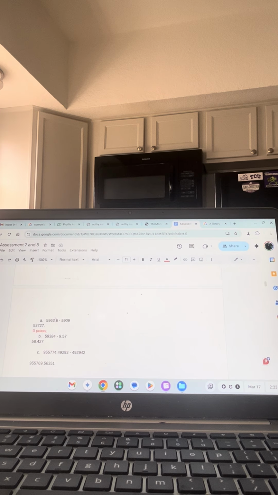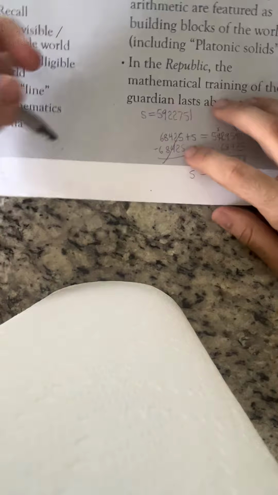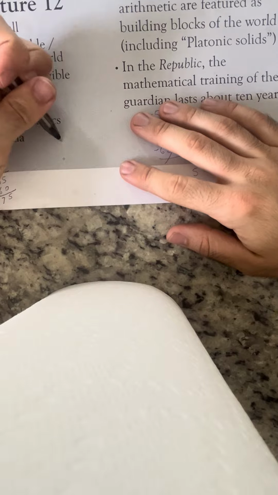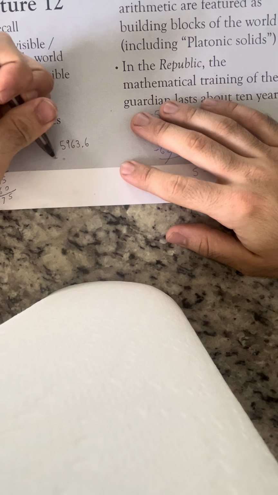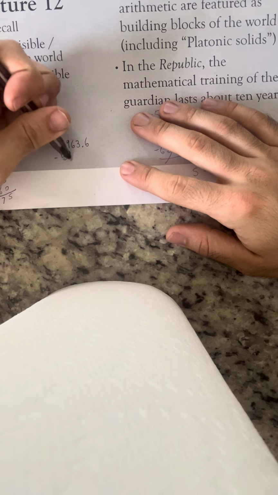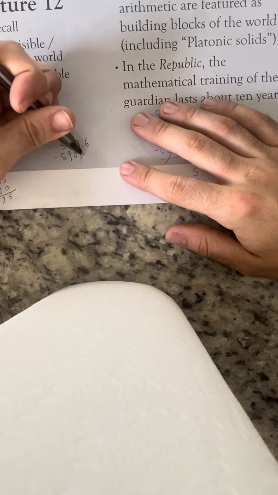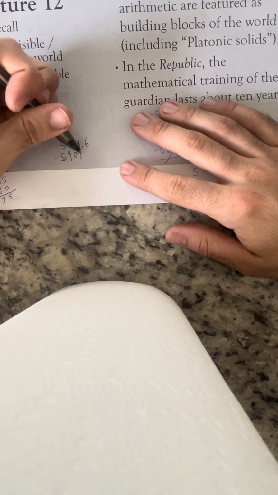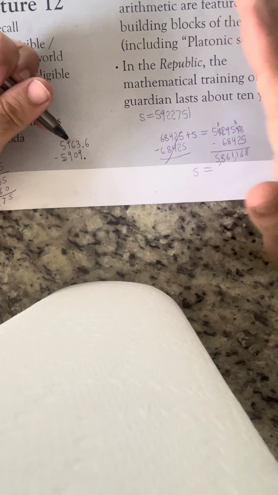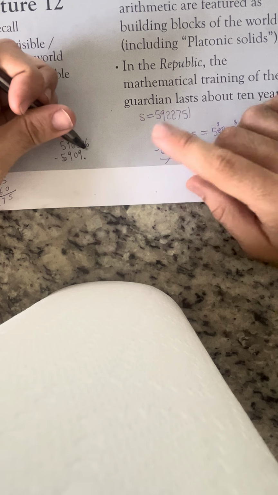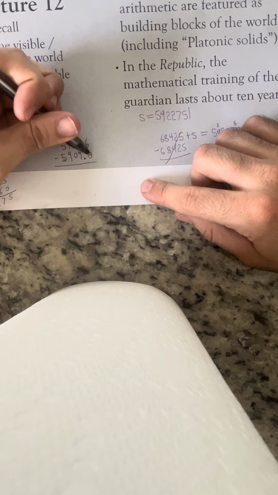Let's explain how to do that. So here's the problem. 5963.6 minus 5909. 5909 is the same thing as 5909.0, right? If you don't see a decimal point in a number, you always put it to the right of the ones digit. Anytime you don't see a decimal point, this is where it goes. And then if you wanted, you could write 0. That way you have something for the 6.